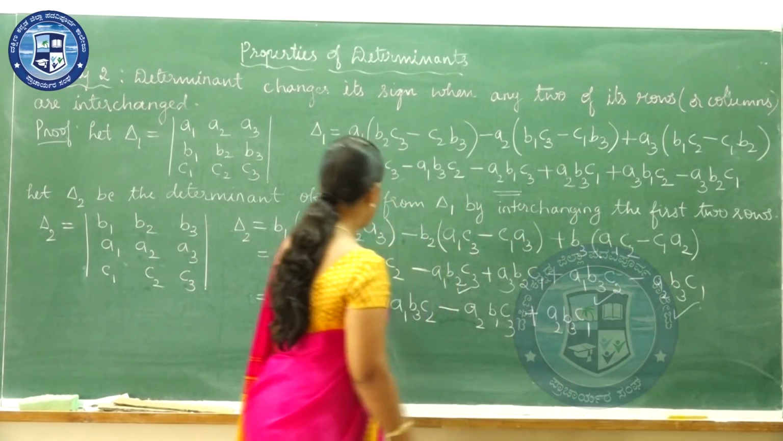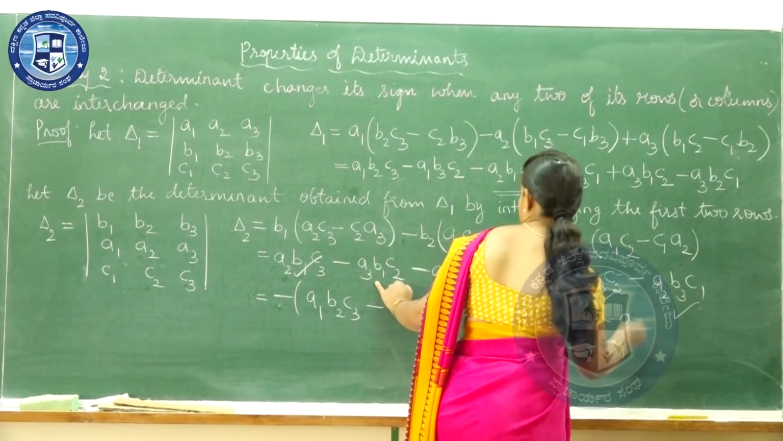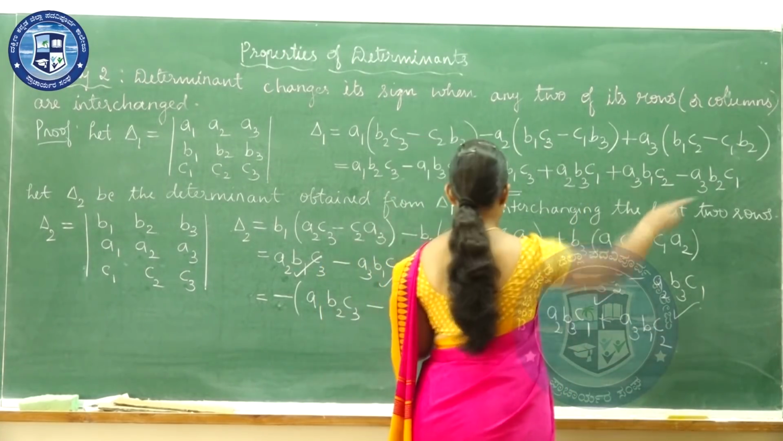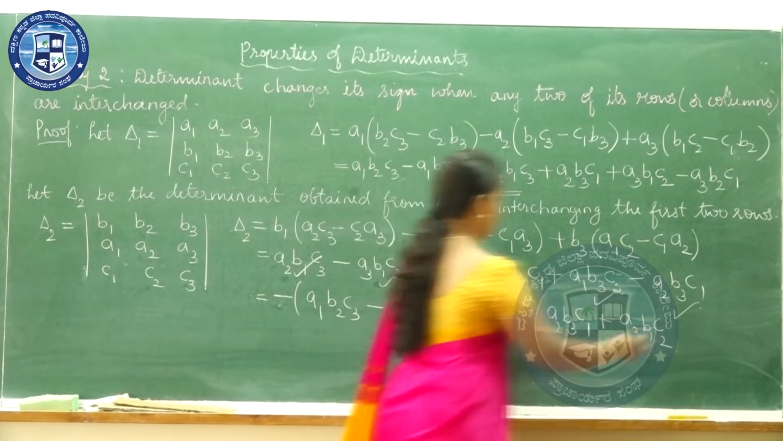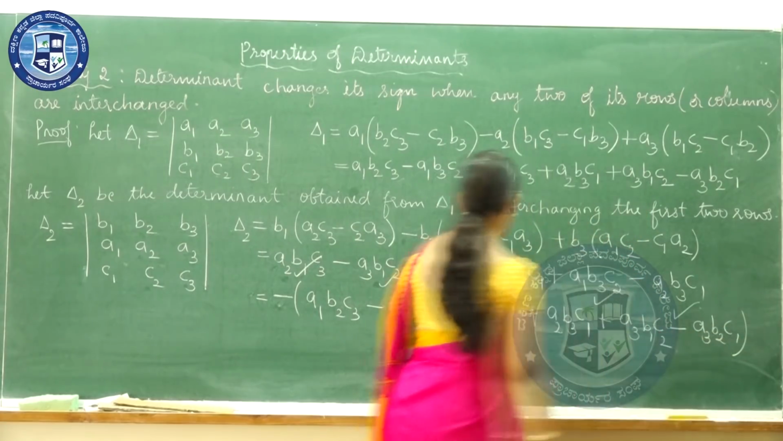3 1 2. This is minus, so it becomes plus A3 B1 C2. So this is done. Then 3 2 1. 3 2 1 is here. Write it as minus A3 B2 C1.